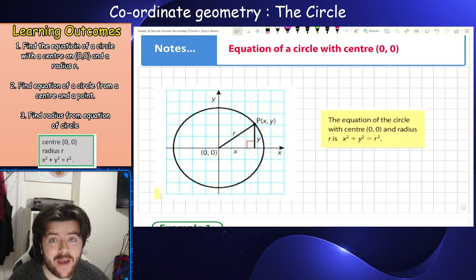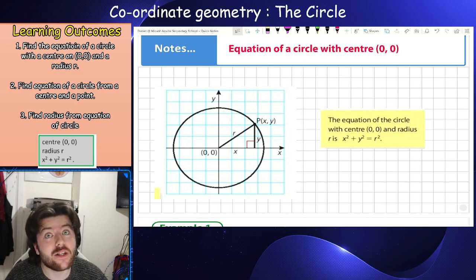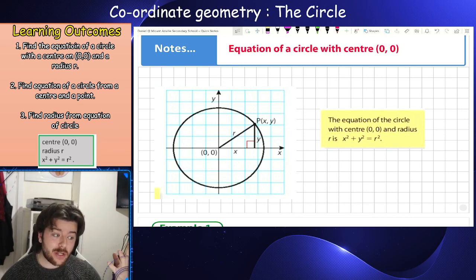Hello everyone. Okay, so today we are looking at the circle. More specifically, we are going to be looking at the equation of a circle when the center of the circle lies on the point 0, 0 and it has a radius r. So we are now mixing in coordinate geometry and the circle together.